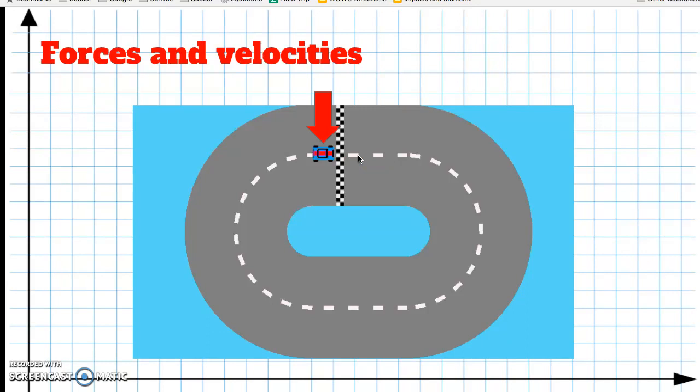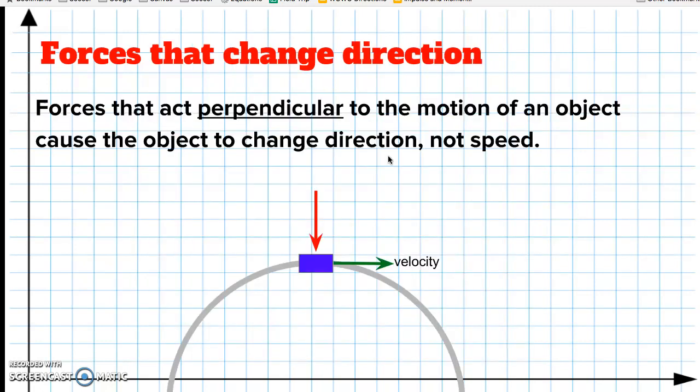And lastly, if we apply a force to the car from the side, that won't speed it up, it won't slow it down, but it will cause it to change directions. And so if you want to change the direction of an object without changing its speed, you have to apply a force that is perpendicular to its velocity. So its velocity is to the right here. So forces that act perpendicular to the motion of an object cause the object to change its direction, not its speed. So if an object is moving this way, and you apply a force on it downwards in this direction, that'll change its direction.